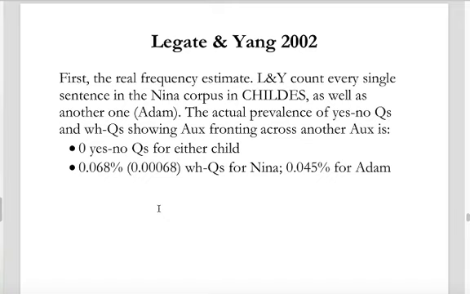For yes-no questions, the probability of observing one of these is 0 for either child. And for the WH examples that Pullum and Scholz use here, their actual prevalence is several orders of magnitude lower than what Pullum and Scholz suggested, right? This is 6800 thousandths for Nina and 4500 thousandths for Adam, right? Extremely, extremely rare.